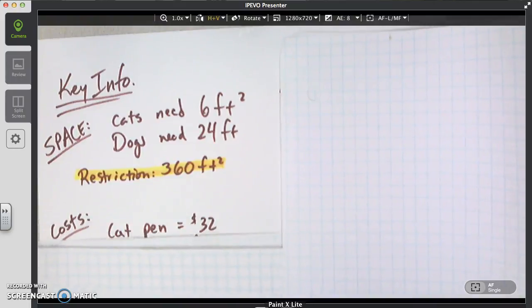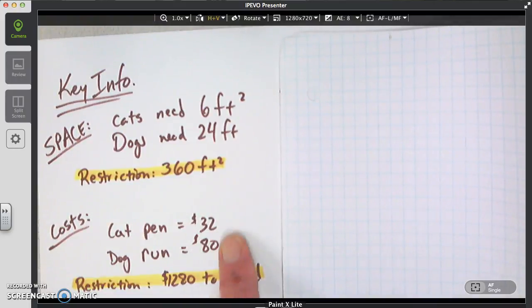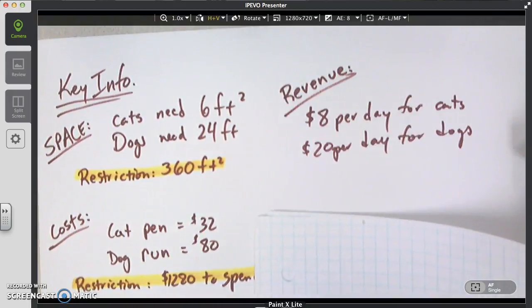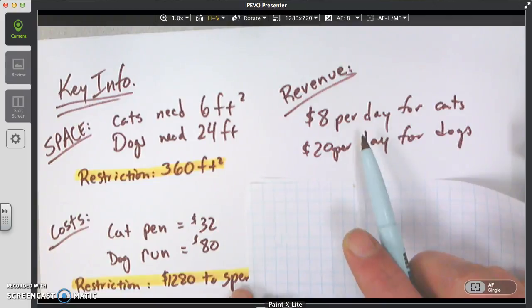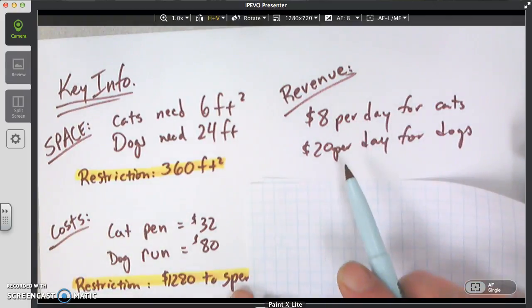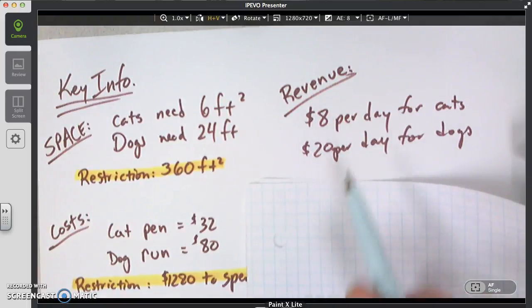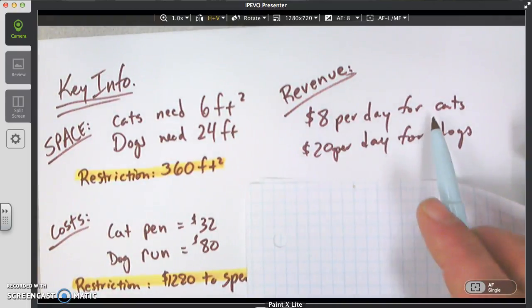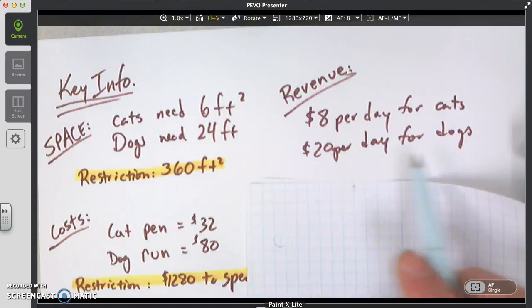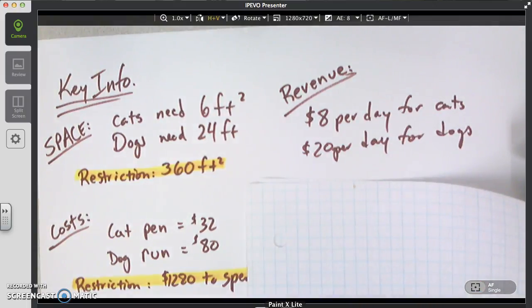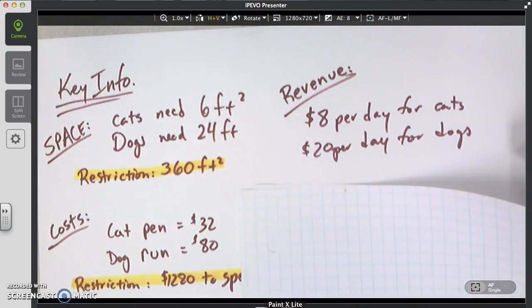All right. Next, the costs. Cats are going to cost this much, dogs are going to cost this much, and the restriction again, they are not millionaires. That's why they're starting this business, so they only have this much to spend. Okay. Now let's break that down. Final thing is the revenue. This is the money they bring in. Okay, once they have their business up and running, they can start collecting $8 for every cat they house and $20 for every dog they house. Okay, so that's where our information comes.